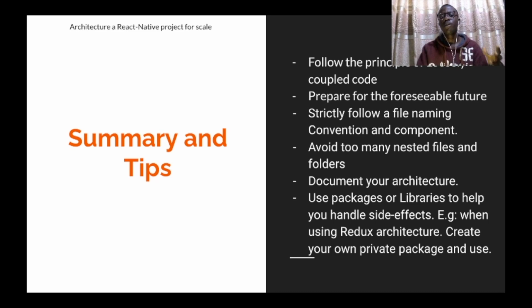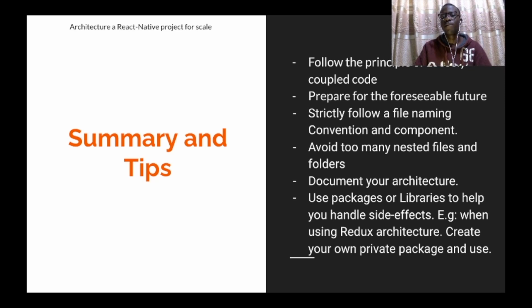So, in summary, what we've discussed, and tips that I didn't mention: follow the principle of loosely coupled code or components and prepare for the foreseeable future. Whatever you do, however you structure your code, think about what will happen. Will there be a need for bringing anything in again in this particular architecture or section in the future? If there is, then there'd be a need for refactoring, so fix it up quickly so that it will be easy to bring in anything when it comes.